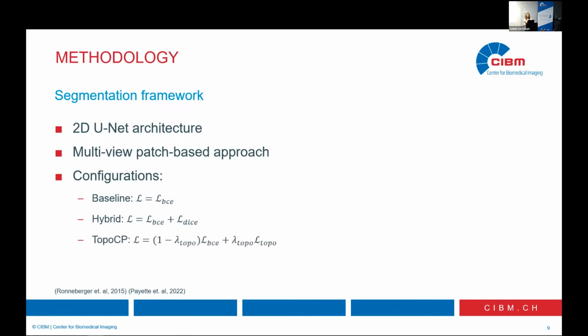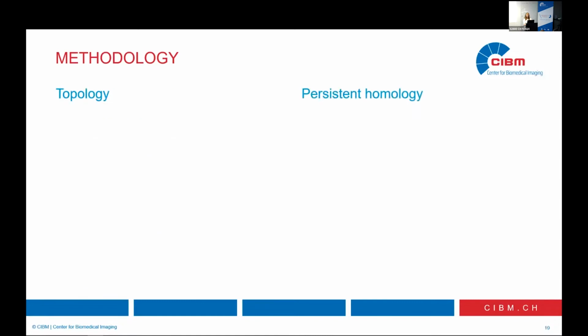And finally, we introduce our method, which is a weighted combination of the binary cross-entropy loss and a new term, which is the topological loss I will briefly introduce in a moment. Before looking at this topological loss, let's talk a little bit about topology, which actually defines the properties of an object that are preserved through deformation.